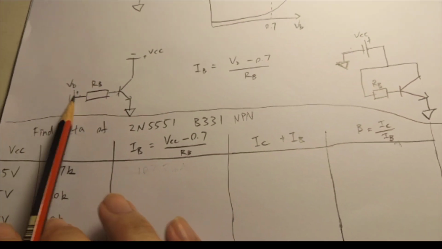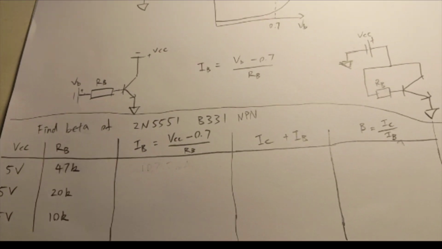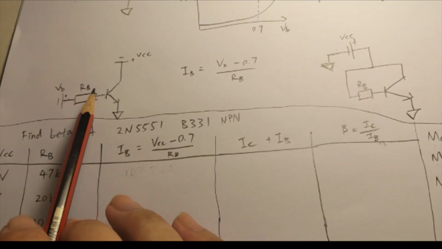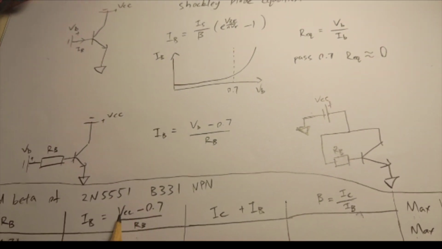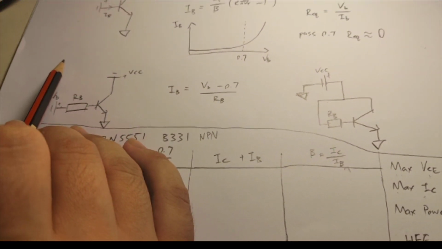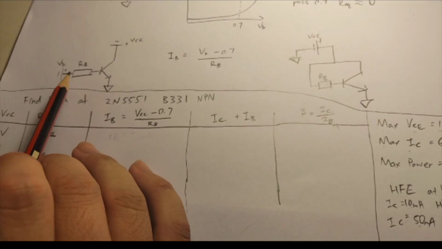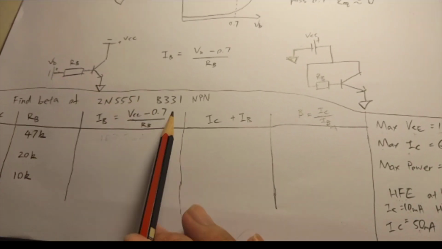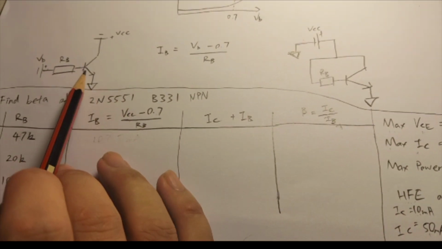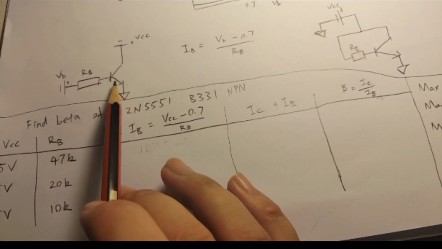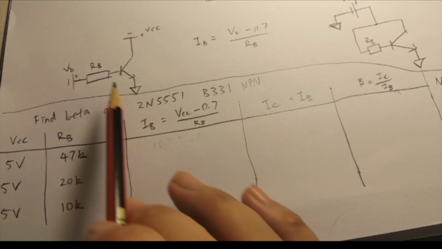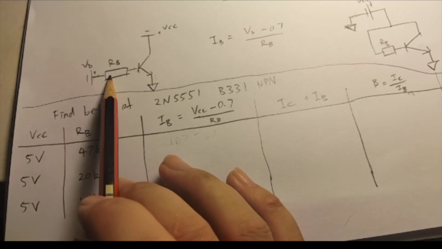But instead of doing that, I'm going to show that the base current can be calculated by just VCC, which is the voltage passed in through the base resistor, minus 0.7, which is the voltage drop across the base-emitter PN junction, divided by the resistor.